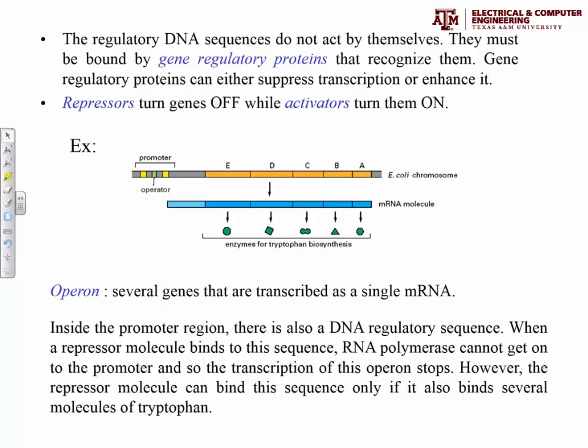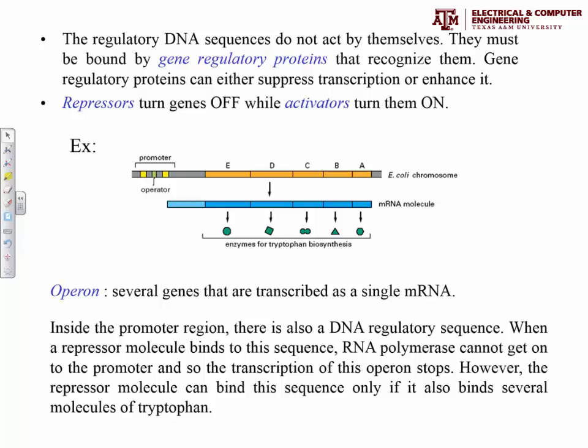Now here, these guys, E, D, C, B, and A, are the genes that code for the enzymes that are needed for synthesizing tryptophan, one of the amino acids. In a bacterial cell, as we have mentioned before, many different proteins can be transcribed into a single messenger RNA, because you could have many genes that are transcribed together. So this is an example of that.